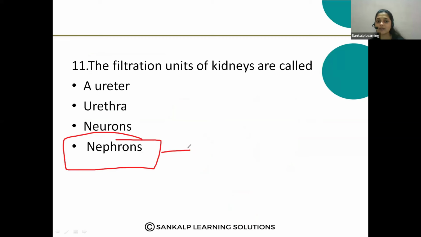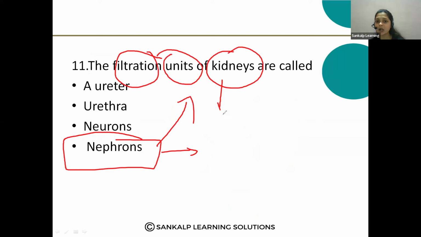So these nephrons are the filtration units of the kidneys. They are able to produce the urine inside the kidneys. Kidneys have millions of nephrons, and these nephrons have a coiled structure. I hope you have studied about the nephrons.